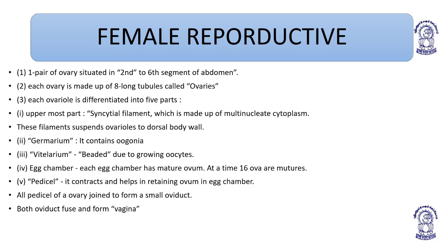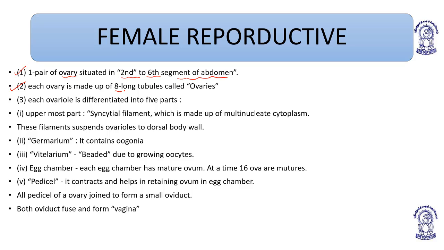Female reproductive system. Now we are going to discuss the female reproductive system. It includes what? A pair of ovaries situated in the second to sixth segment of the abdomen. In the male reproductive system, the testes are located from the third to sixth segment of the abdomen.